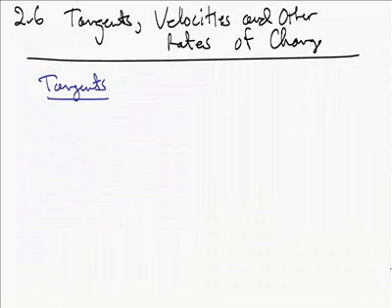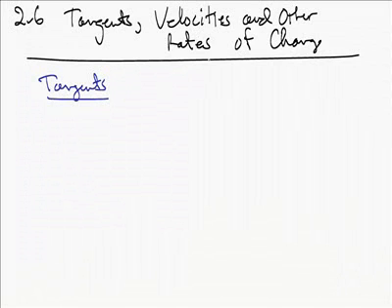Continuing our discussion of Chapter 2, we are in 2.6 where we're talking again about tangents, velocities, and other rates of change. You remember we talked about tangents and velocities back a couple sections ago, I believe in 2.4 now, or maybe 2.3. Now we have the concept of limit defined, so we're going to take another look at these tangents and velocities and use limits actually to find these tangents and instantaneous velocities.